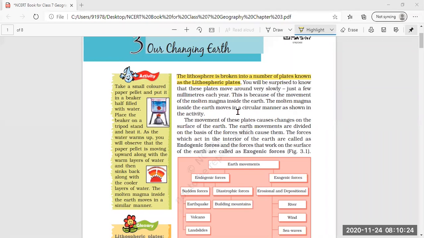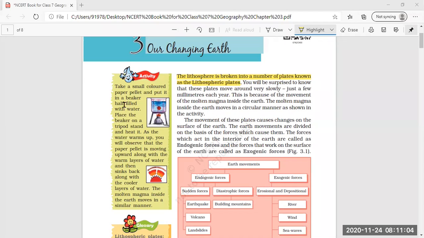Now, what is molten magma? I think you are clear with that. Molten magma is the hot lava when it comes out from the volcano and all, deep inside the earth. So when this molten magma is there inside the earth, it is because of this only that the plates inside the earth move. The molten magma inside the earth moves in circular motions as shown in the activity.